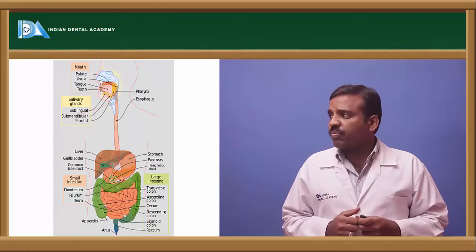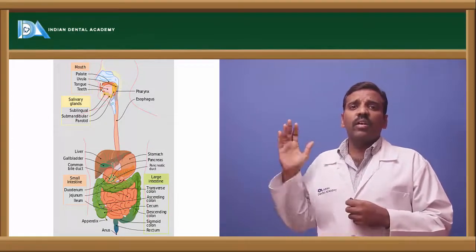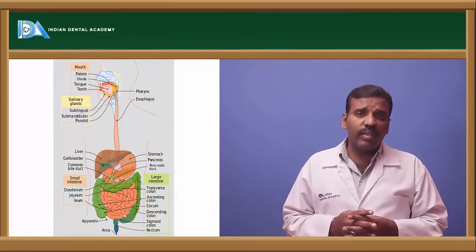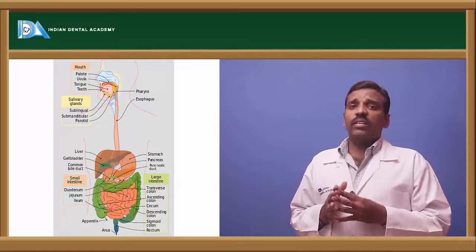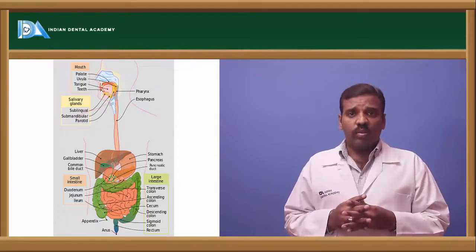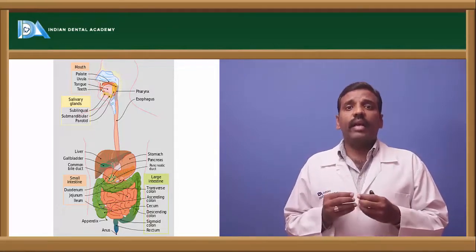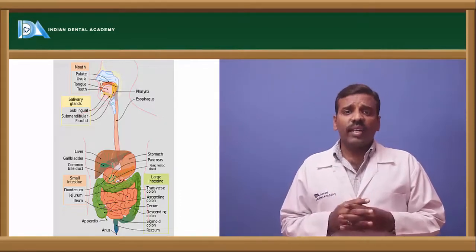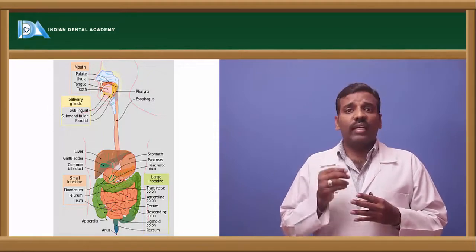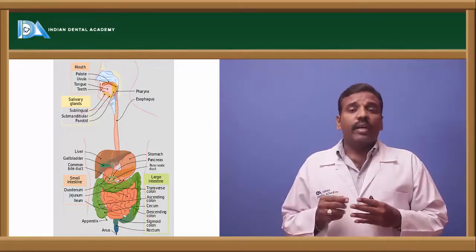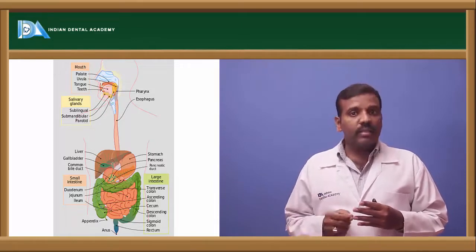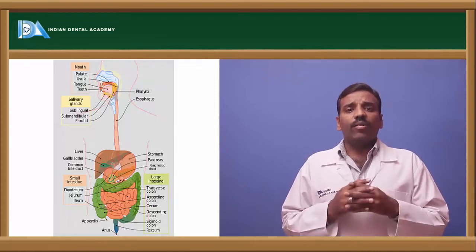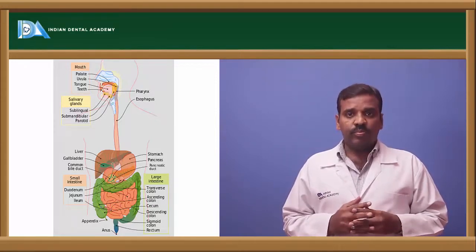Next, if you see this diagram, we come to know the different organs involved in the digestive system. It starts from the mouth. Mouth and teeth, next tongue, uvula, then pharynx, larynx, esophagus, stomach, liver, pancreas, small intestine, and the large intestine. All these are the organs involved in the process of digestion.